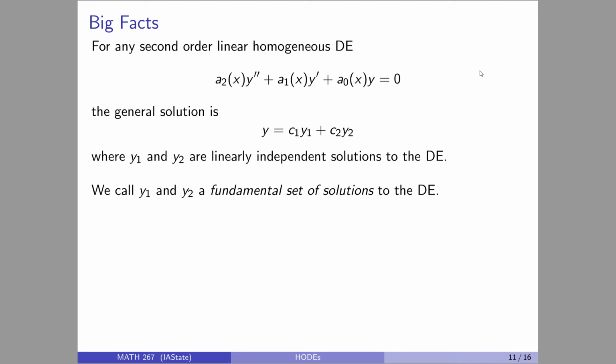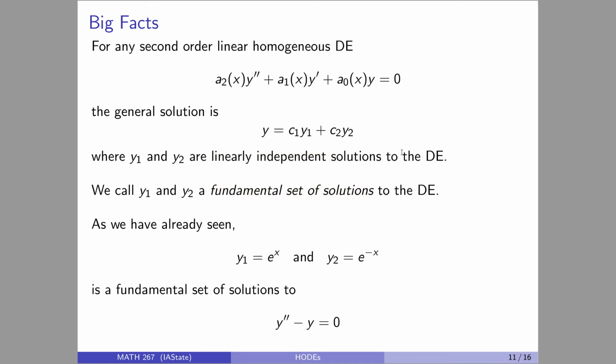Such a configuration is going to be called a fundamental set of solutions to the differential equation. So, if we're trying to solve second-order linear homogeneous differential equations, we need to do two things. First, find solutions, y1 and y2, and then second, verify that they're linearly independent. So if you find solutions, check their Wronskian, it's non-zero, then boom, you've got a fundamental set of solutions.